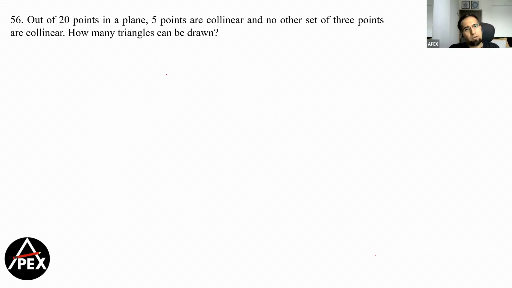Again, the same concept, guys. The triangle is a combination of any 3 points. So 20C3 minus 5C3. You can't form a triangle when you have collinear points. When you have collinear points, you can only make a straight line.